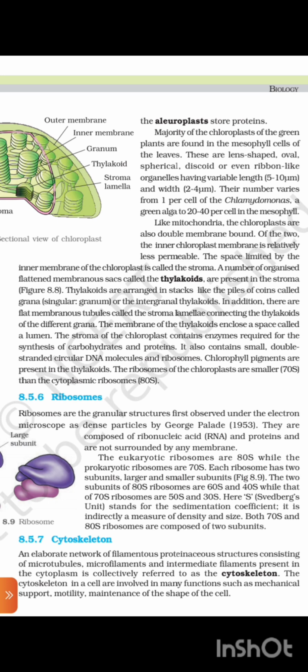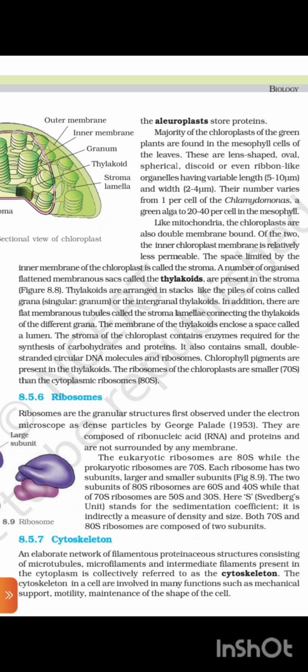Each ribosome has two subunits, a larger and a smaller subunit. Figure 8.9. The two subunits of the 80S ribosome are 60S and 40S, while those of the 70S ribosome are 50S and 30S. The S, Svedberg's unit, stands for the sedimentation coefficient. It is indirectly a measure of density and size. Both 70S and 80S ribosomes are composed of two subunits.